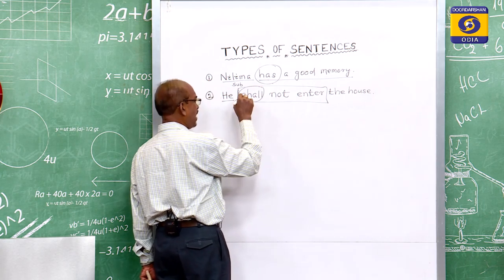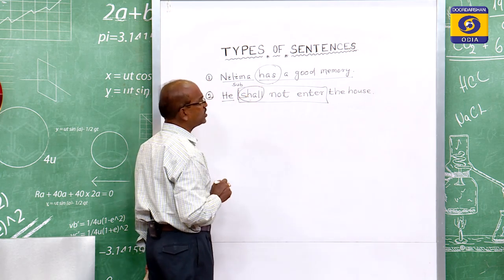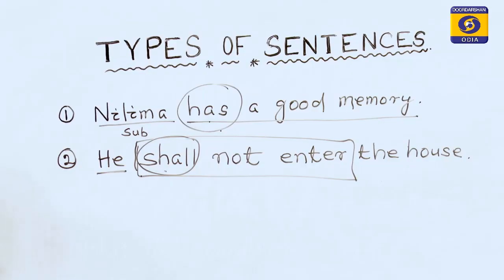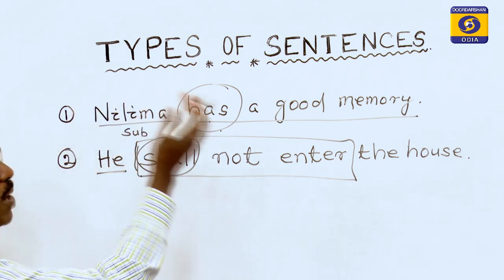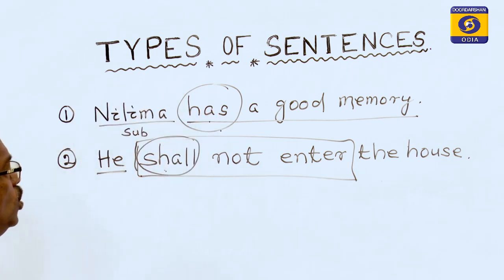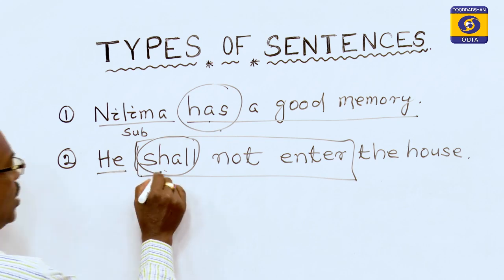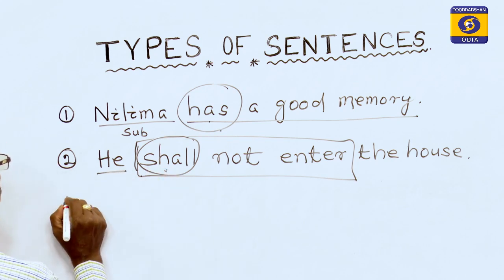It tells us about the tense of the sentence. What is the tense of this sentence? Shall is in present tense, because it has the past form should. So shall is the finite verb.